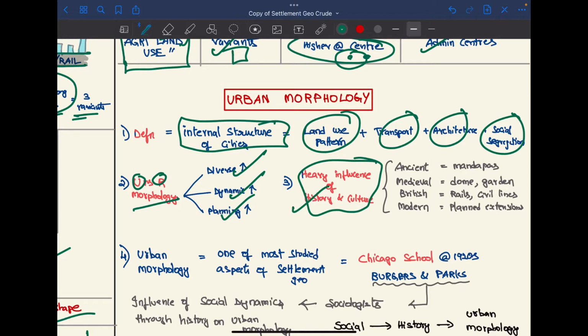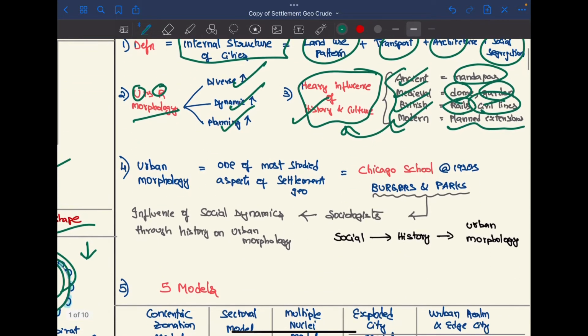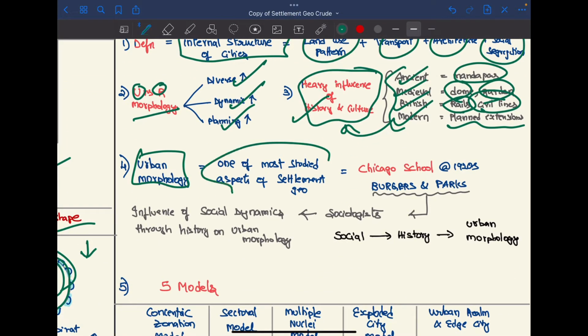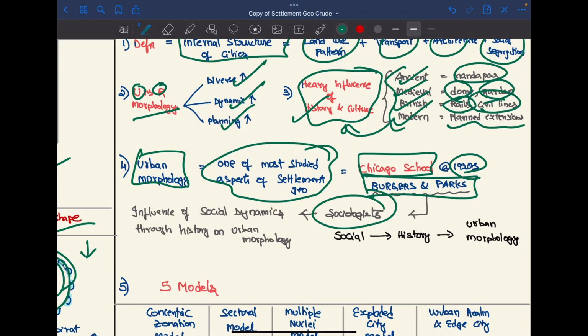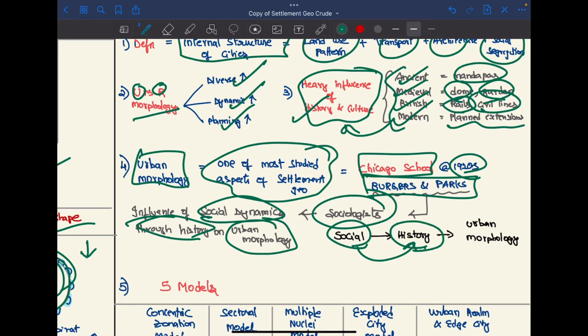For example, from the ancient history, we have mandapas, in medieval, we have domes and gardens, in British, we have rails and civil lines, and modern planned extensions. So, the history influence is very high on urban morphology. Urban morphology is one of the most studied aspects of settlement geography, especially in the Chicago School in the 1920s. Burgess and Park, they are sociologists who told about the influence of social dynamics through history on urban morphology. That is, social conditions manipulate the history, which in turn shapes the urban morphology.